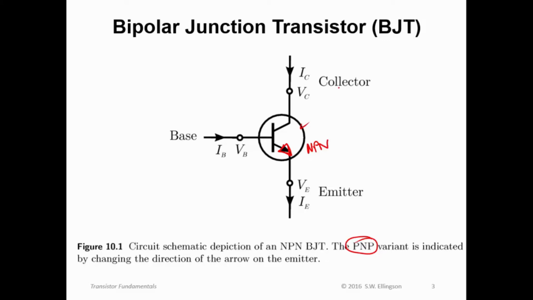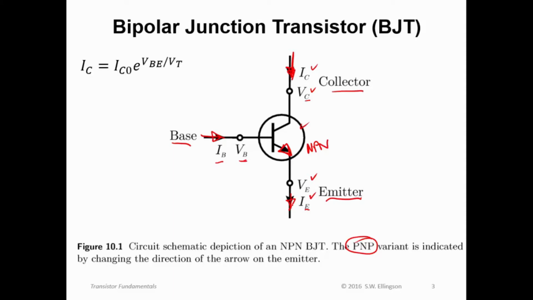The three terminals of the BJT are the collector, the emitter, and the base, indicated with the symbols C, B, and E respectively. At the collector we have a voltage, V sub C, and a current, I sub C. I sub C is defined to be into the transistor by convention. At the base we have V sub B and the current I sub B, with the current again flowing into the transistor. And at the emitter we have the voltage V sub E and the current I sub E, but in this case I sub E flows out of the transistor.